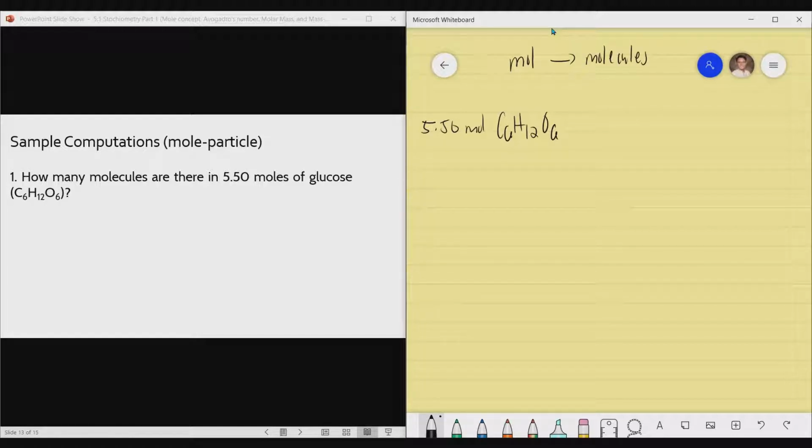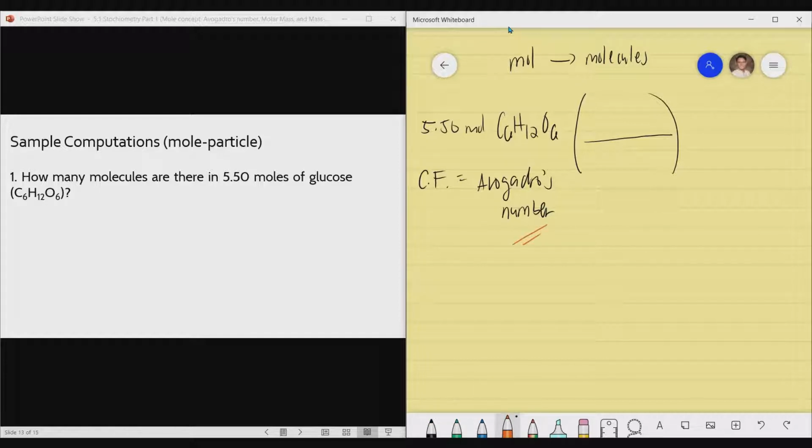Okay, so we are just applying what we've learned in dimensional analysis. That's the idea behind this one. So with that said, we will be having a conversion factor. Now the conversion factor to convert mole to molecule is what we call your Avogadro's number. Let me repeat, Avogadro's number. Okay? If you're going to convert mole to number of particles or number of particles into number of moles, the conversion factor to be used is your Avogadro's number. So I'll be using Avogadro's number.